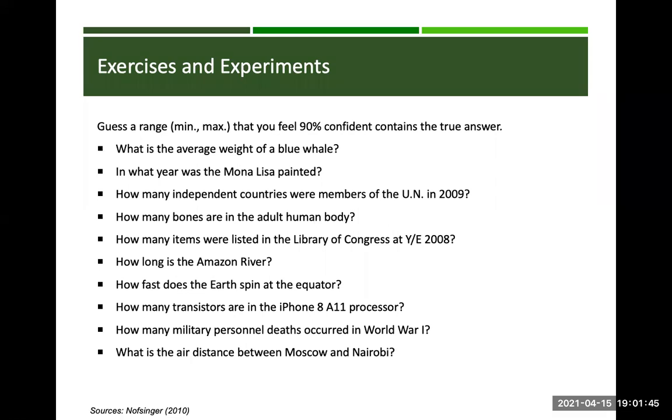How many transistors are in the iPhone 8 chip, the processor? It's called an A11 processor. How many military personnel deaths occurred in World War I? What is the air distance between Moscow and Nairobi?